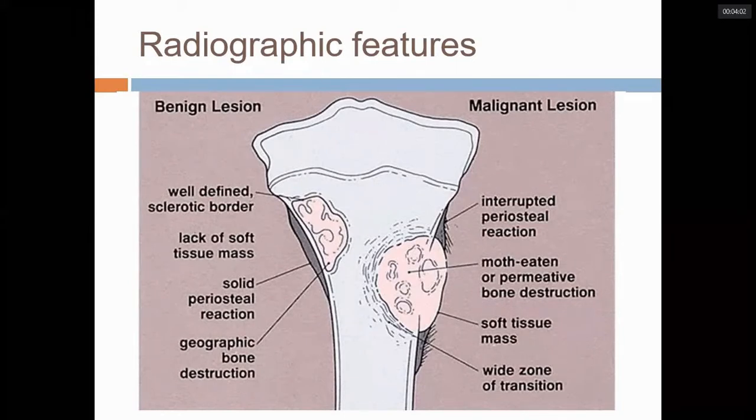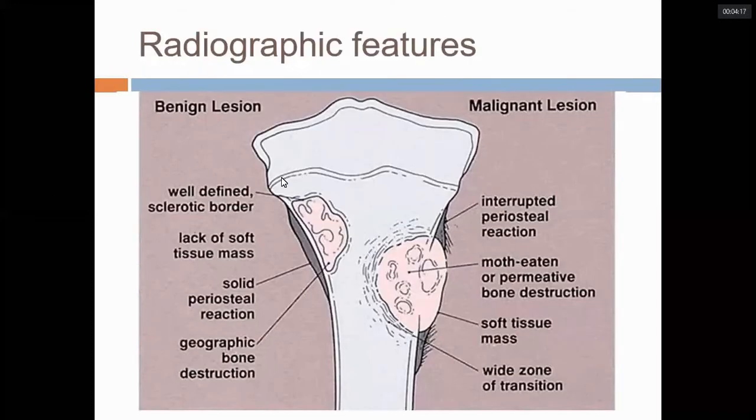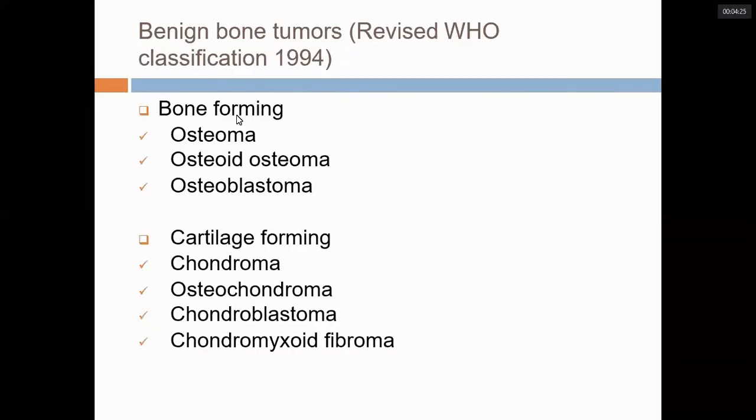And there is involvement of soft tissues. Soft tissues are involved in case of malignant bone tumor, whereas there is no soft tissue mass around benign bone tumors. This is a very important radiographic differential of benign tumors compared to malignant lesions.